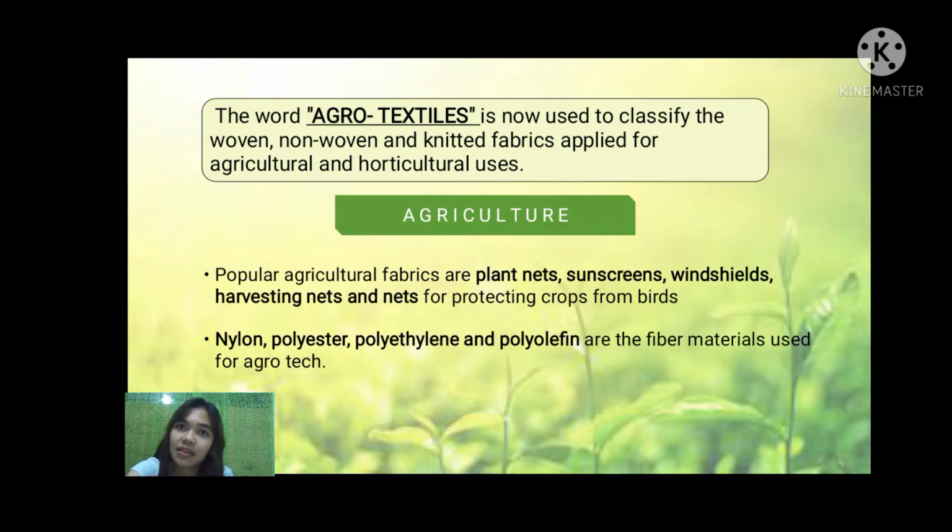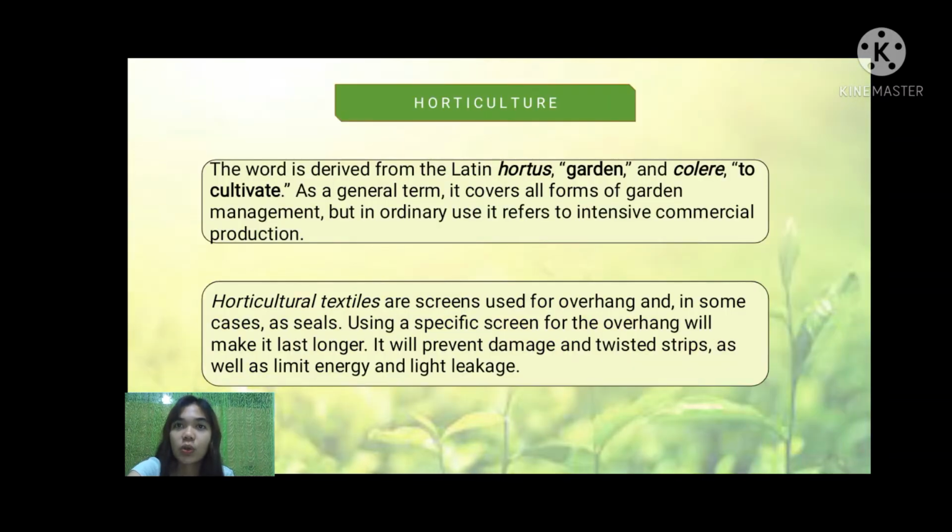And they use fiber materials for agri-tech like nylon, polyester, polyethylene, and polyolefin. And next, we proceed to horticulture. So these are the examples in agricultural textile application.